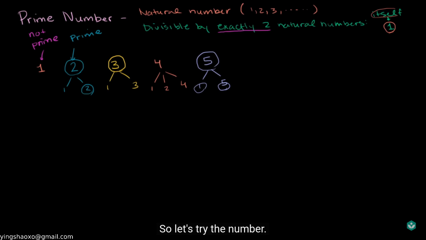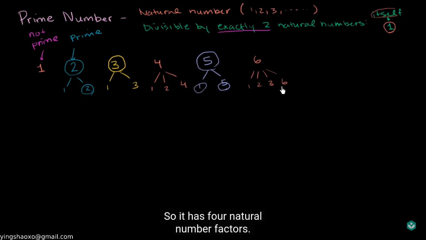So let's try the number 6. It is divisible by 1. It is divisible by 2. It is divisible by 3, not 4 or 5, but it is divisible by 6. So it has 4 natural number factors, I guess you could say it that way. So it does not have exactly 2 numbers that it is divisible by. It has 4, so it is not prime.